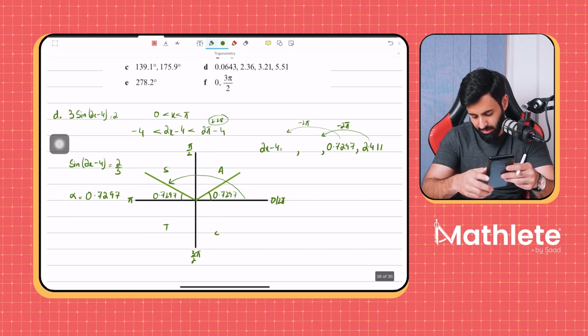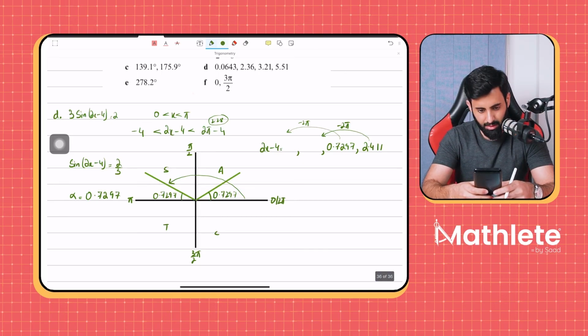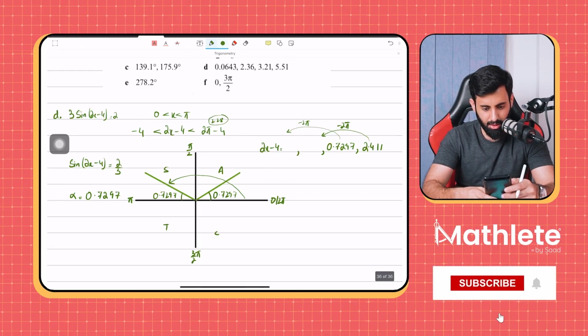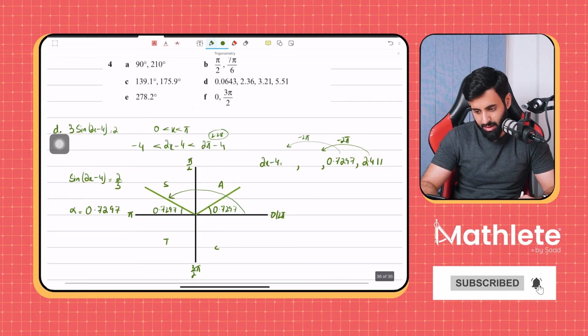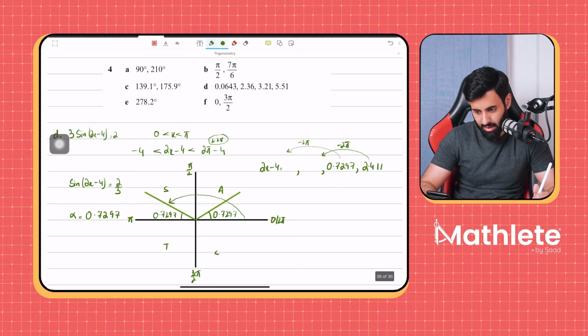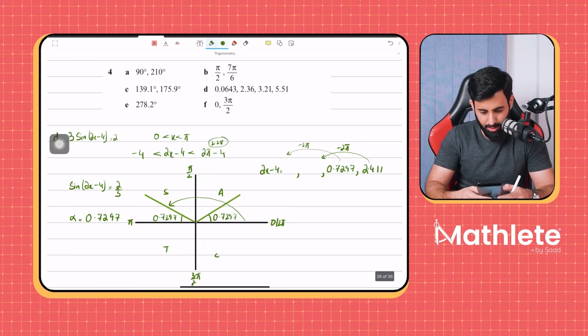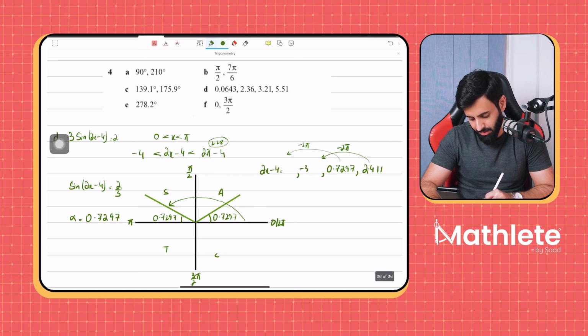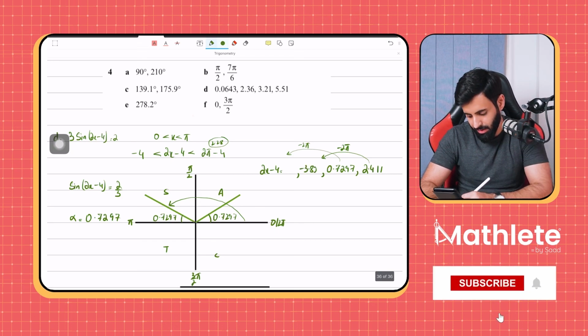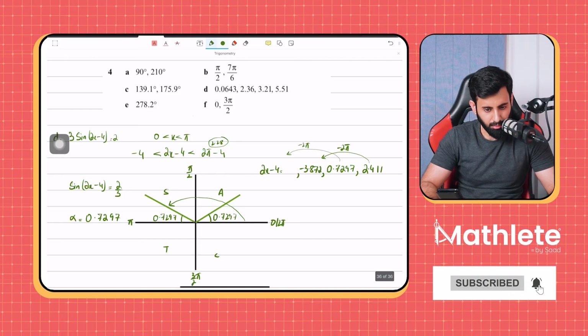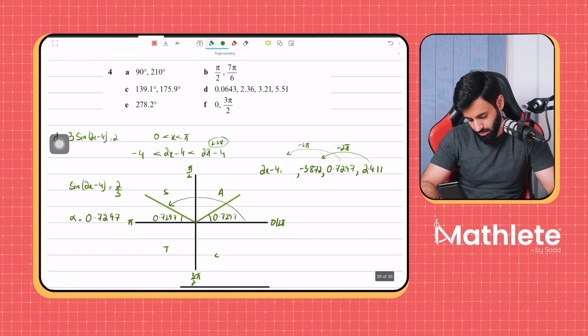If you guys have done all of this, then your answer is probably correct. I think it's an error at the back. 0.7297 minus 2 pi, let's work that out. So we're getting minus 5.55, which is outside the acceptable range. Then we take 2.411 and subtract 2 pi. We're getting minus 3.872, which is acceptable. So this is interesting. We apparently only have 2 solutions.